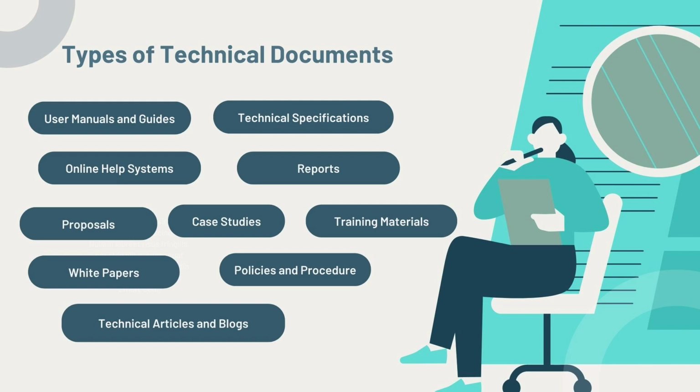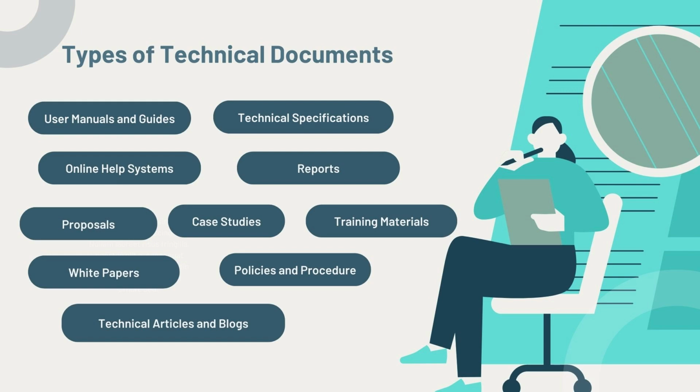We have another type of document known as online help systems. These normally help users on how to use a specific system or software with a tutorial that's available online. Then we have reports. These normally present findings or research, a project or investigation on a particular topic. We have proposals. These are documents that outline a plan, a solution, or an idea of a project.